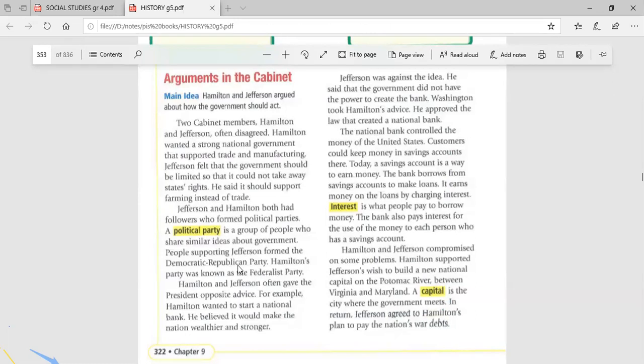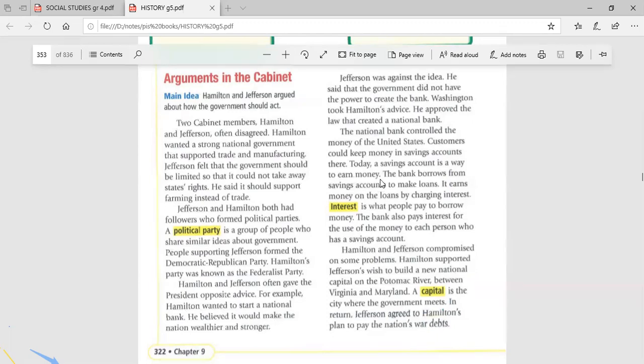So now we have two parties. Jefferson's party was called the Democratic-Republican Party, but Hamilton's party was called the Federalist Party. Hamilton and Jefferson all the time gave President Washington opposite advice. It means one has a point of view and the other has a different point of view. For example, Hamilton, because he was interested in trading and manufacturing, wanted President George Washington to start a national bank, to make a bank in America. He believed that.